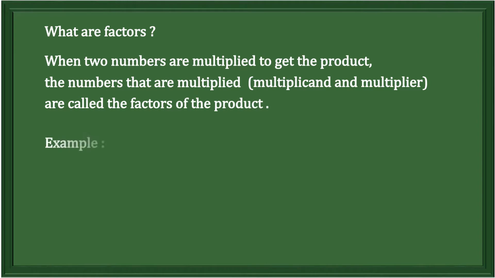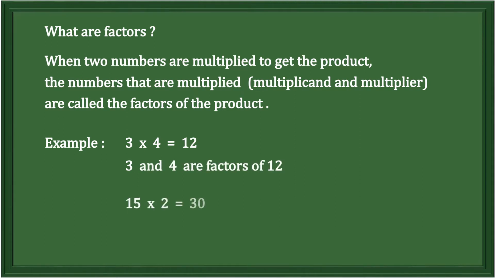For example, 3 into 4 is equal to 12. Here, 3 and 4 are factors of the product 12. 15 into 2 is equal to 30. 15 and 2 are factors of 30.